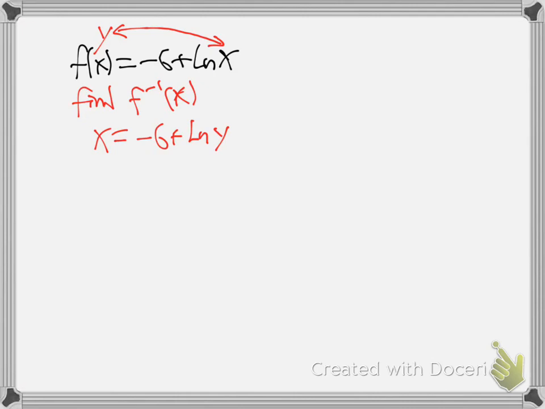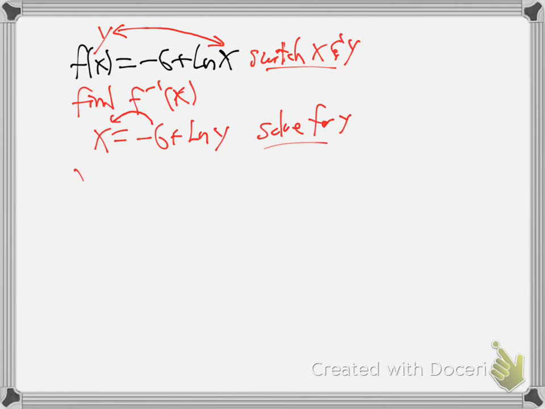How are you doing? What do we solve for, x? What should I do for y? So switch x and y. Switch x and y. Now we need to solve for y, right? Those are the two things we do for finding an inverse. So how do we solve that for y?